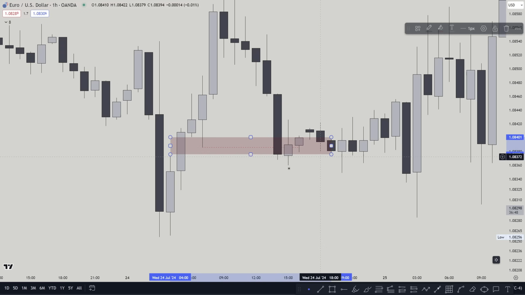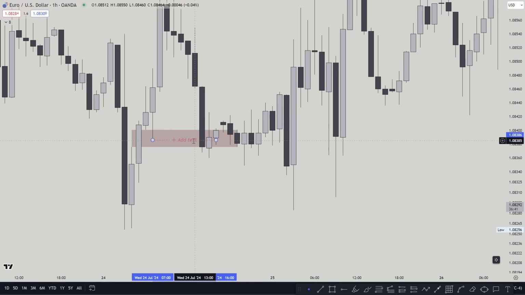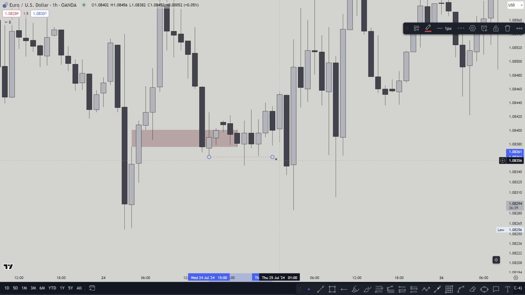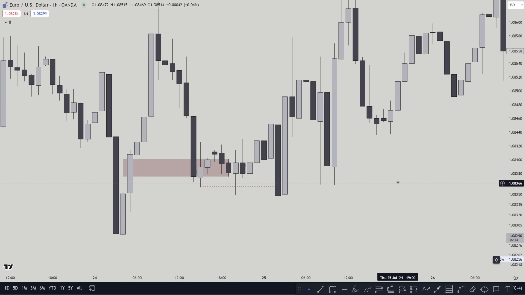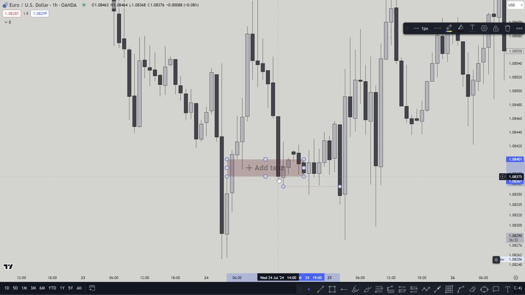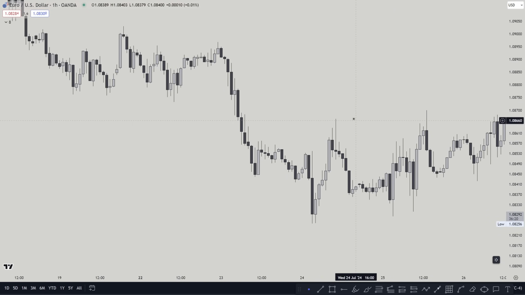What happened after? So this was out of kill zone, so there was not much displacement to happen here. But what do you see happen after? Another sweep into the OB, and this is where the London kill zone starts, and then the real push happens. So let's forget about this one because the mitigation happened in a kill zone, but the inducement or the liquidity sweep after did not happen in kill zone. So automatically it becomes a lower probability one.